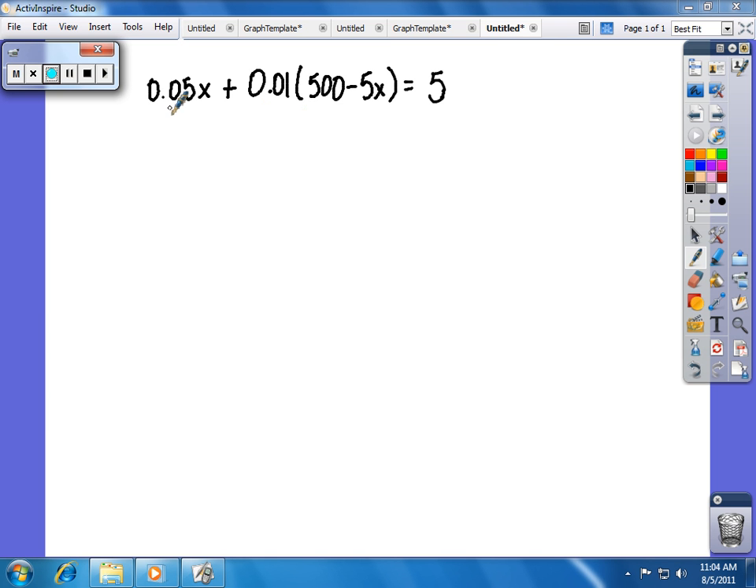Now each of these terms has the same number of digits after the decimal point, so we've got 2 places after the decimal. In order to get rid of that, we're going to multiply each term by 100. In other words, you multiply by a power of 10 where the number of zeros equals the number of decimal places you have after the decimal point. So we're going to multiply each term in this equation by 100.